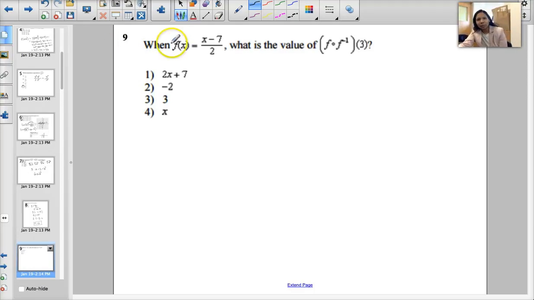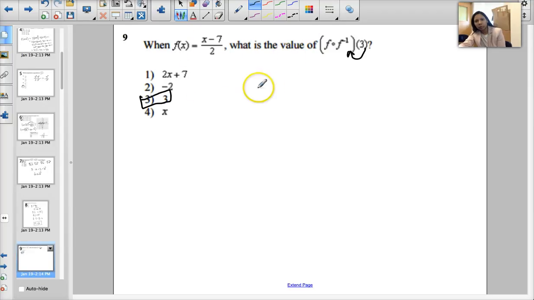But anyway, so we see that f of x is equal to x minus 7 over 2, and it's asking us for the value of f inverse of 3. So f negative 1 of 3 means the inverse of f. Conceptually, I know that we have a function and we have the inverse of it, so they're going to undo each other. So your answer is just going to be 3. But we can also work that out just to make sure that it's good. So we take the 3 and we plug it into the inverse of f.